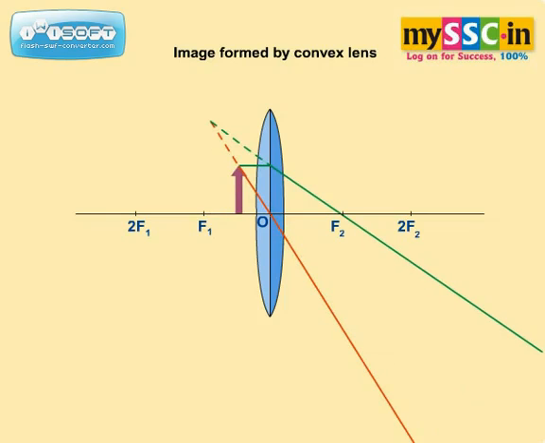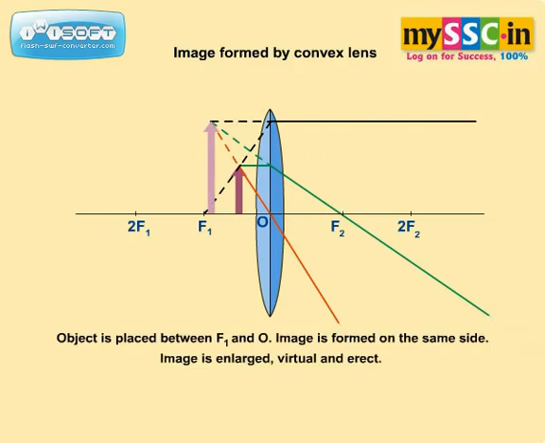When object is placed between F1 and O, image is formed on the same side as that of the object. Image is enlarged, virtual and erect.